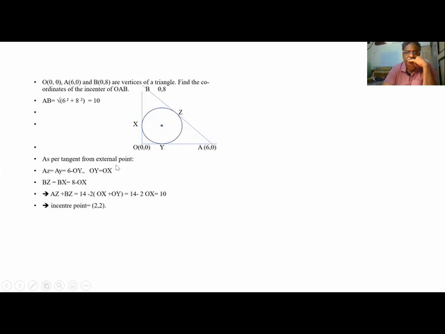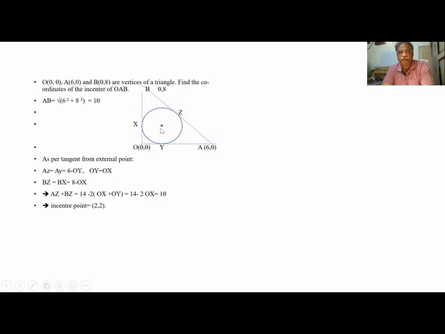As per tangents from a point, AY is equal to AZ. Similarly, OY is equal to OX. Similarly, BZ is equal to BX. So when I substitute this and find AZ plus BZ, AZ plus BZ is equal to 14 minus 2 into (OX plus OY). But here OX and OY are the same, so I can put 2 into OX. So I get the answer as 2, so the incenter point is (2, 2).